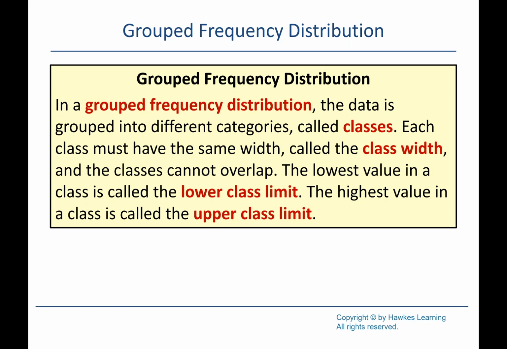One thing that's important when we're grouping our data is we want each class, each category, to have the same width. So we want them to cover the same number of values for each row. That width we call a class width. And we don't let them overlap. And then the smallest value that can go in each category we call the lower class limit. And the biggest value that can go in each category we call the upper class limit.